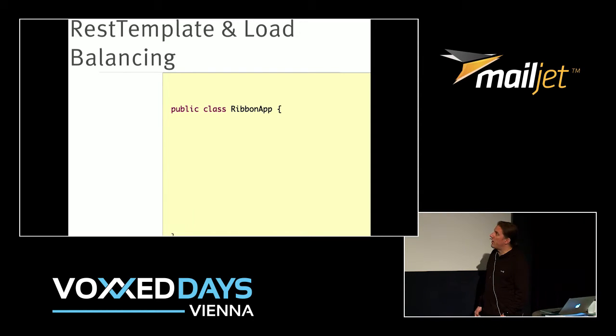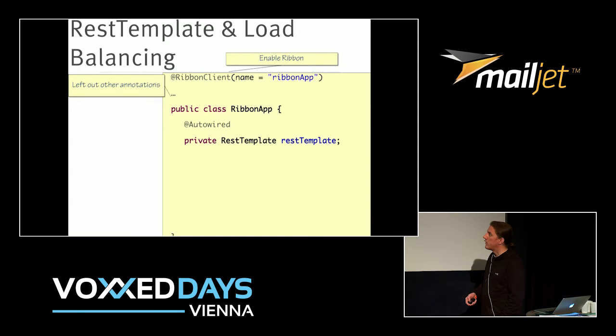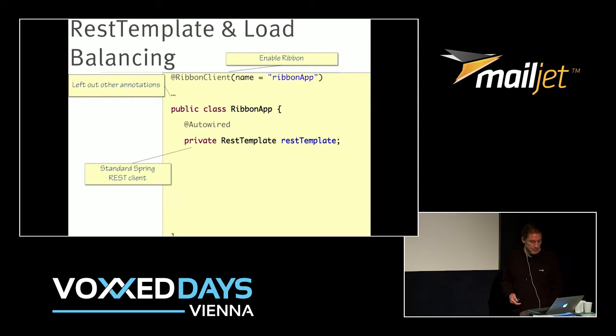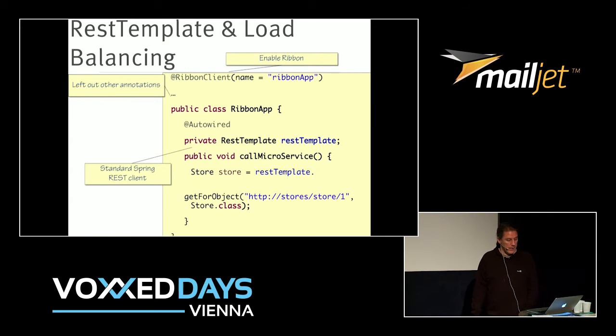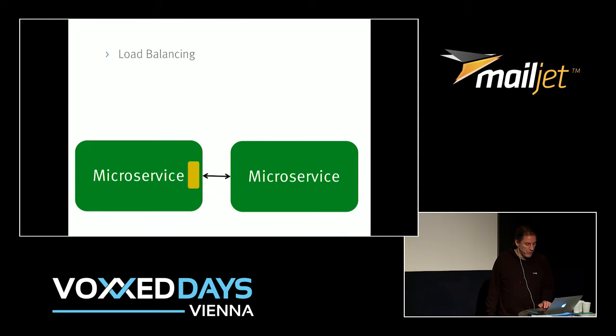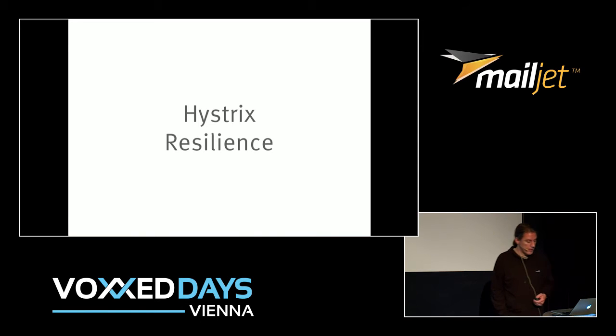Using that is not that hard. So what you do is you say, okay, this is a Ribbon client, and then in your code, you can use, for example, the REST template, which is standard Spring stuff for doing REST. And then you can access a URL, and that one over there stores, it's actually a Eureka name. And that way you get the interface to Eureka. What else is there? Besides load balancing, there's also resilience. Resilience is done using Hystrix in the case of Spring Cloud.